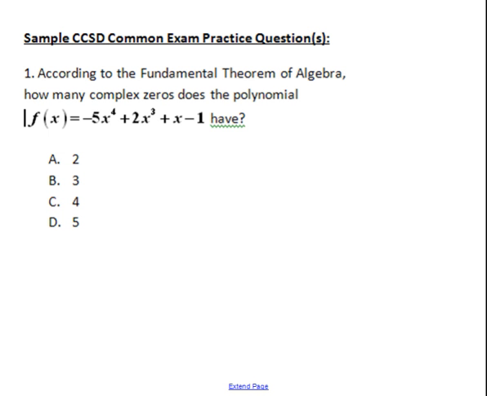Alright, our sample CCSD question, and then I think we are done here. Look at that record time. We're just moving quick. Alright, so it says according to our fundamental theorem, how many zeros do we have? Well, oh yeah, this is that easy one from our semester exam. 4. That's it. We don't need to worry about anything else.